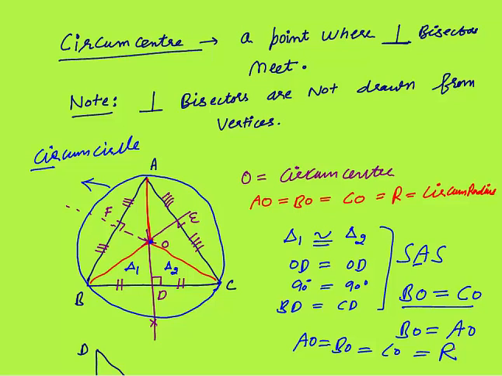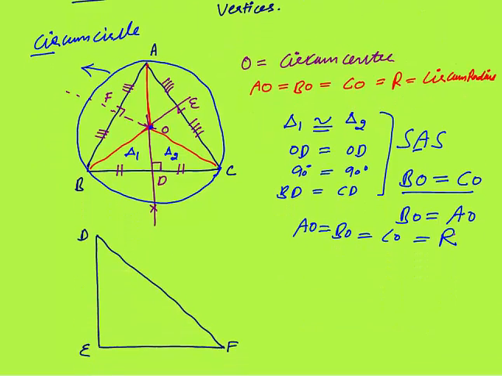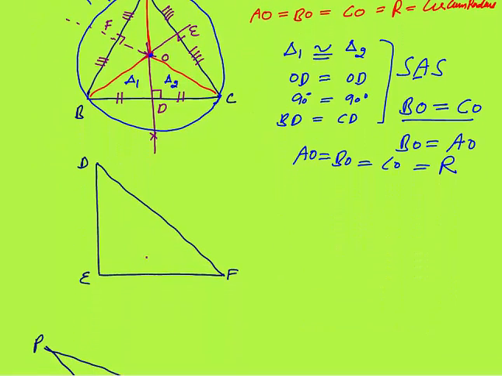The circumcenter will lie inside the triangle in an acute angle triangle. Where will the circumcenter lie in a right angle triangle? Let me draw this diagram. This is a perpendicular as well as bisector. Same is this. This is perpendicular as well as bisector, and same is this.